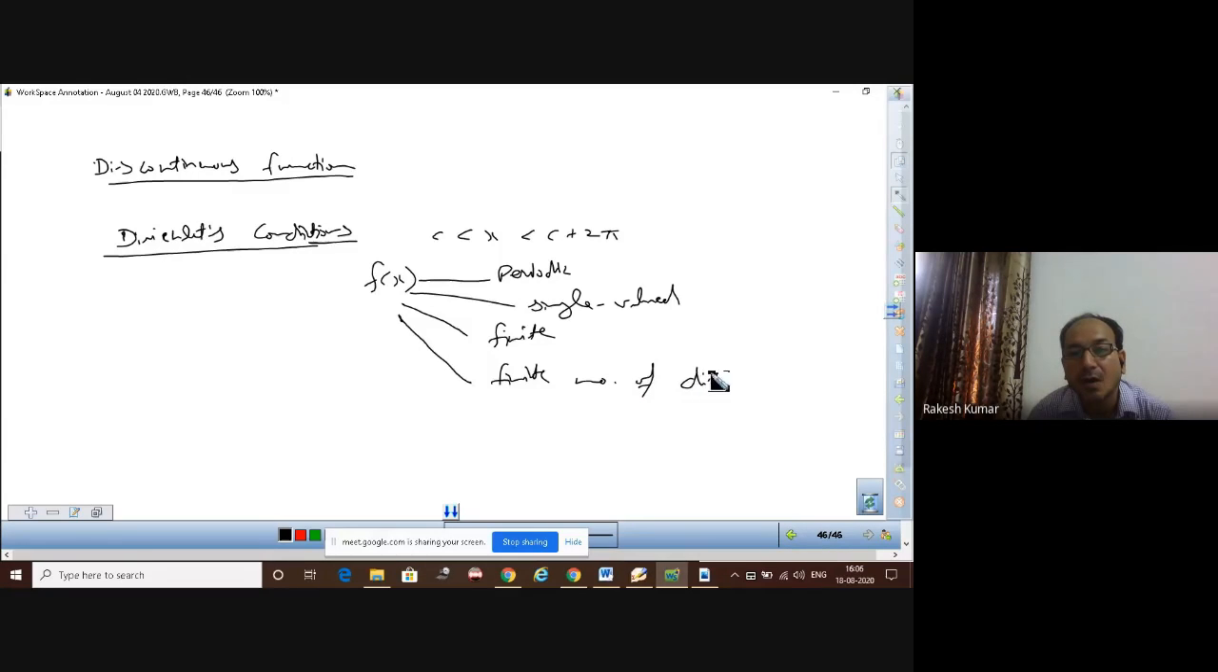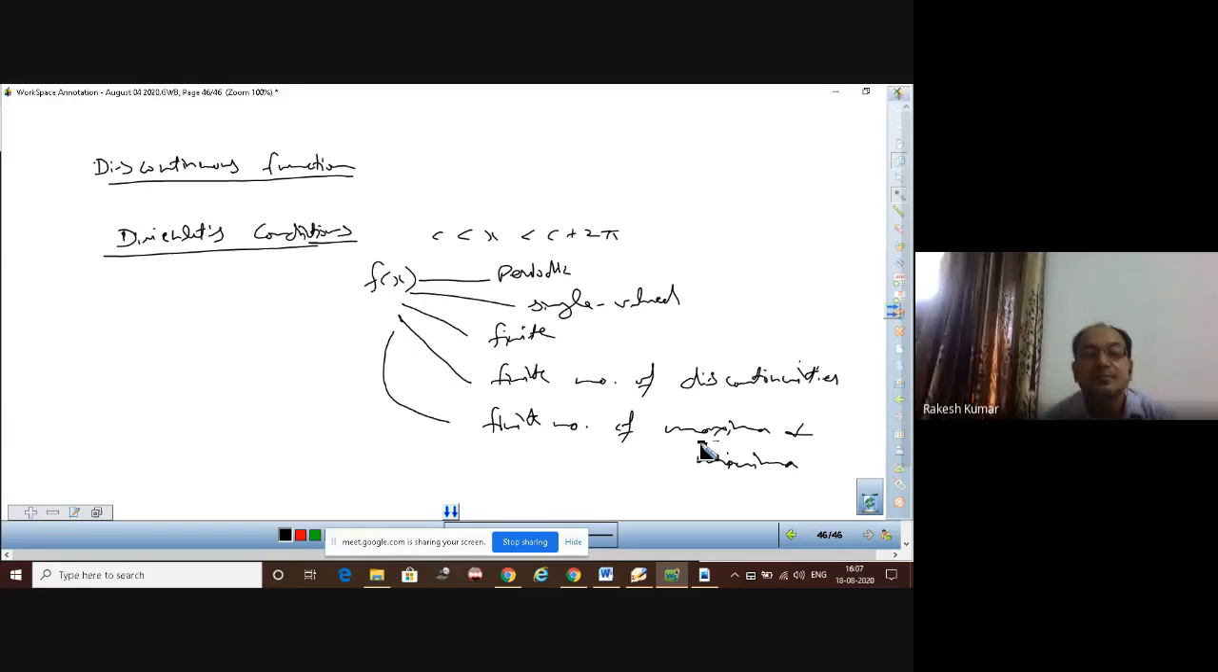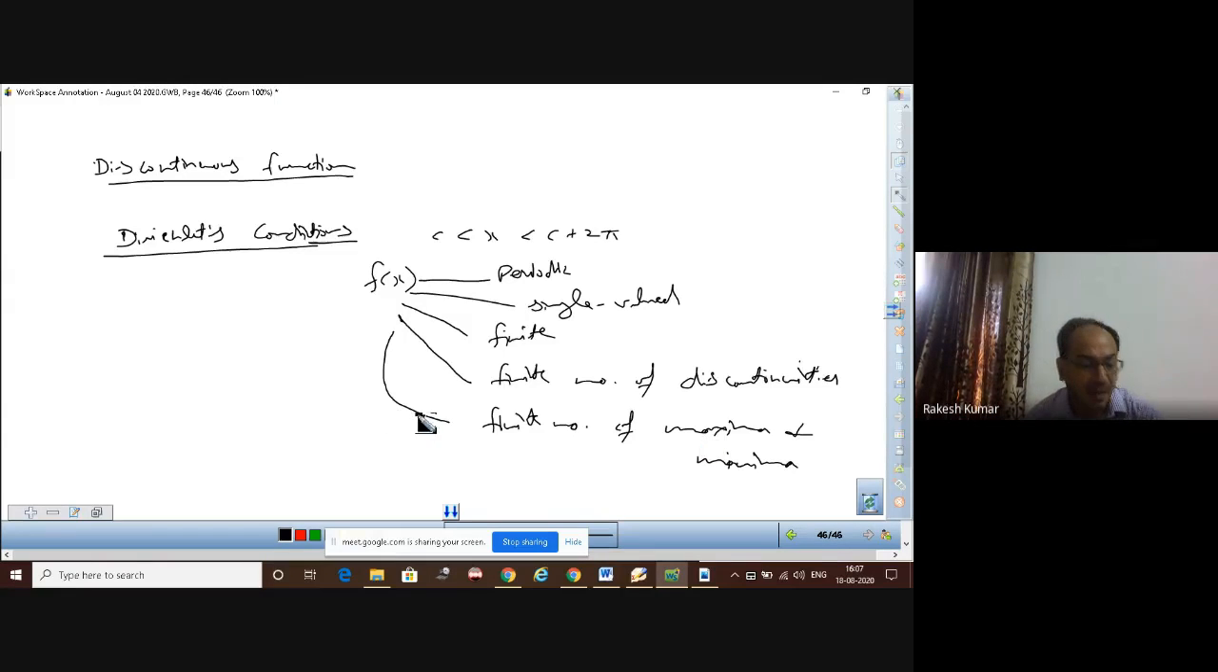Finite number of discontinuities. So these are the conditions. And one more, that is, f of x should have a finite number of maxima and minima. And what is the meaning of maxima and minima? Maxima means the points at which the function has a maximum value, and minima means the points at which the function has a minimum value. So this is the meaning of maxima and minima.